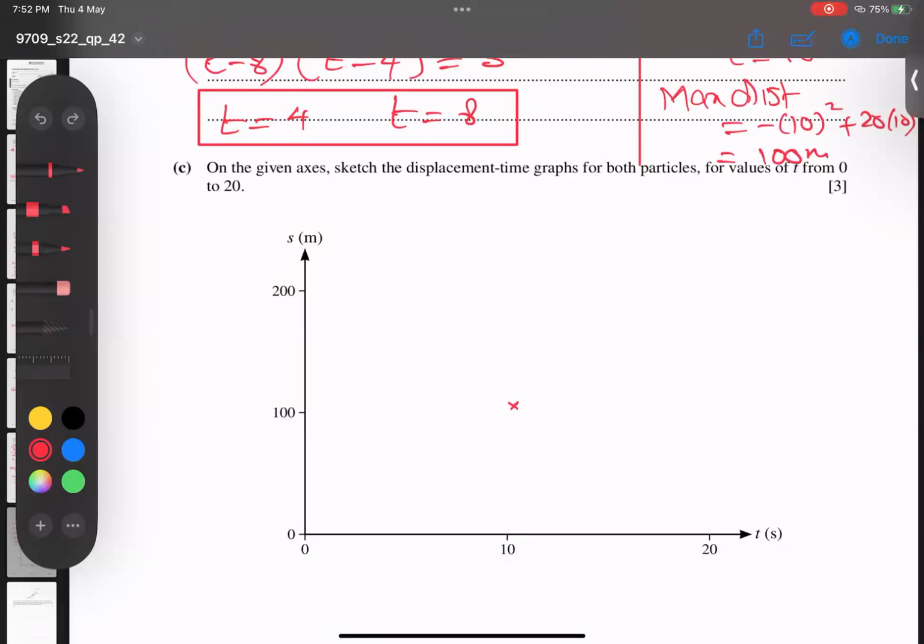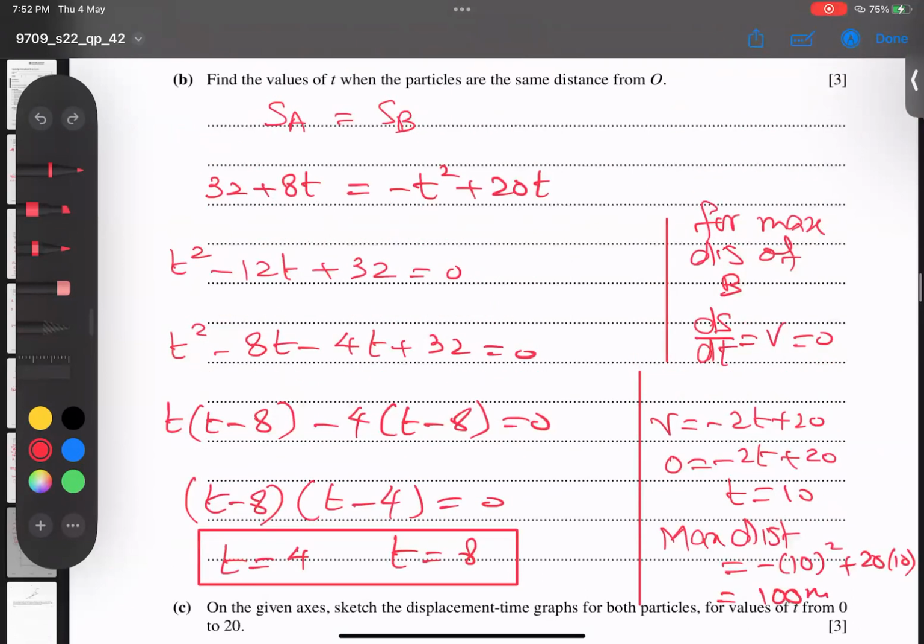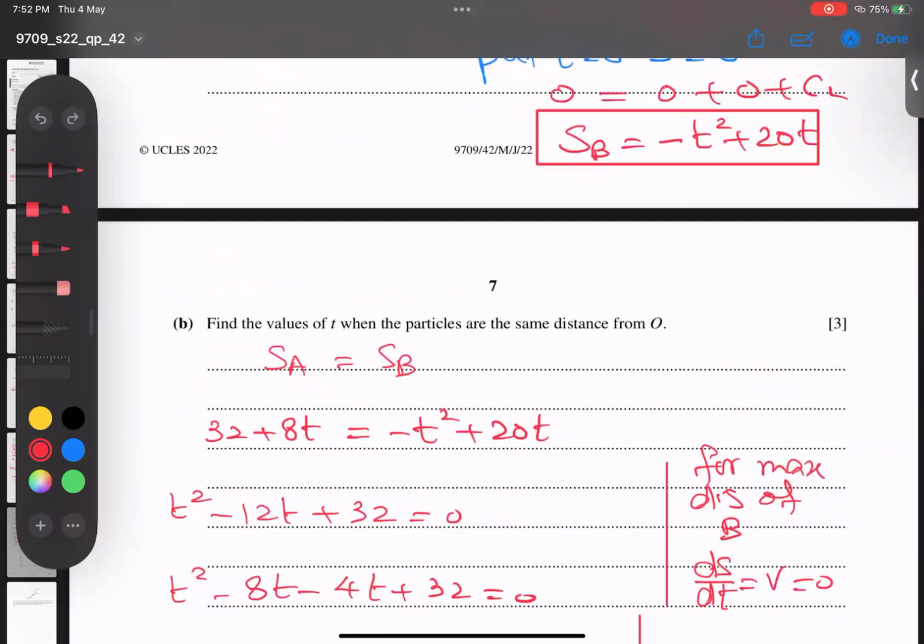Second, if you don't like this way, do we have another choice? What is another choice? Take this expression of the other particle and plug in different values. I mean, plug in time 0, then 2, 4, 6, 8, 10, 12, 14, 16, and 18 for more accuracy. Or you plug in a gap of 4: 0, 4, 8, 12, 16, and 20. Plug in all these one by one, and you automatically get the curve.